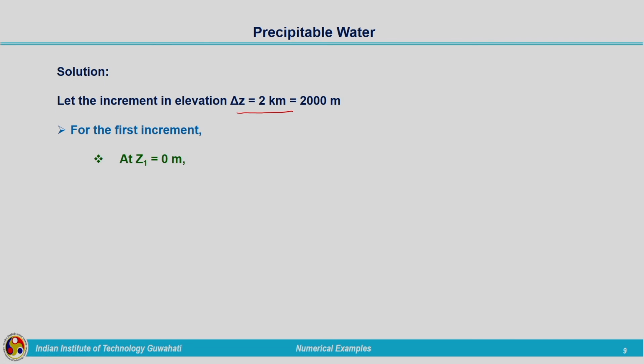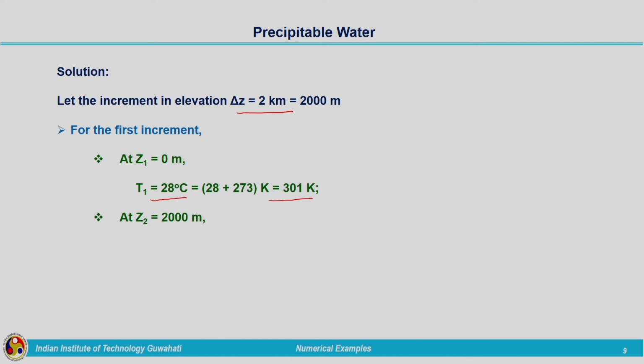That is why I have divided into 6 strips which are having 200 meter depth. So, for the first increment, Z1 equal to 0 meter, that is at the ground level, and Z2 is 2000 meters. So, we have given in the question, it is given T1 is equal to 28 degrees Celsius, corresponding value in Kelvin will be 301 Kelvin.